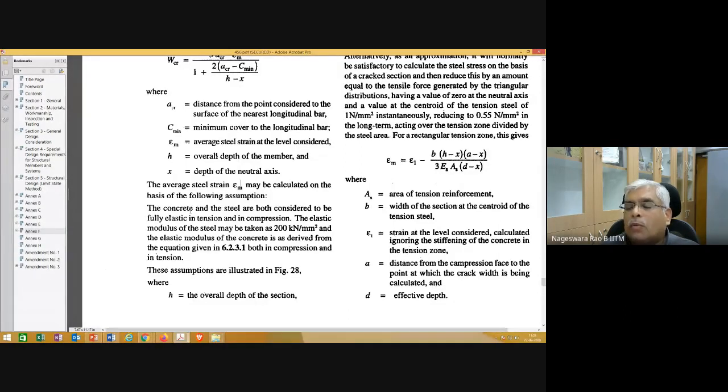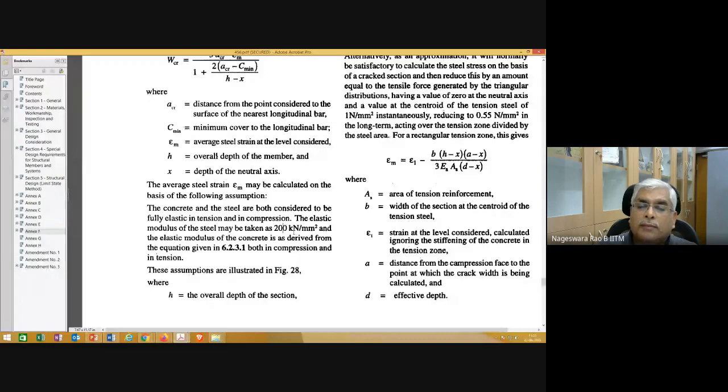These assumptions are the same ones we already made somewhere else earlier. Same thing here. The concrete and the steel are both considered to be fully elastic in compression and in tension. That is one of the assumptions. The elastic modulus of steel may be taken as 200 kilonewton per mm square. That is what we are using.